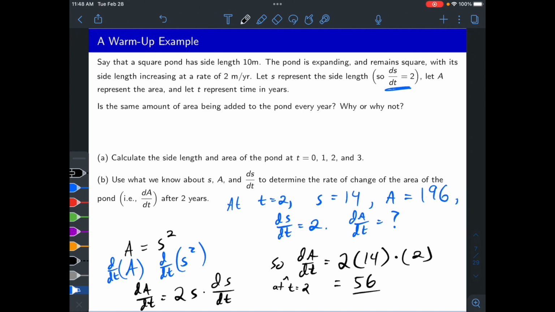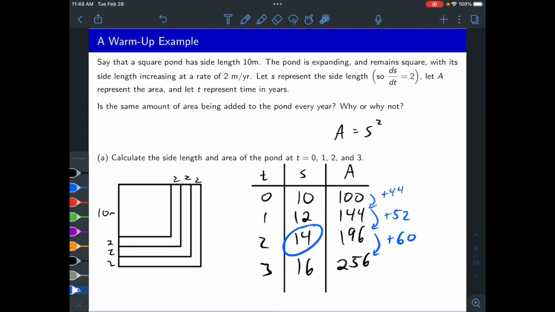If we wanted to put some units on here, that would be in square meters per year, because this is talking about how fast the area is changing with respect to time, right? Side length is going up by 2 meters per year, so area should go up by square meters per year.